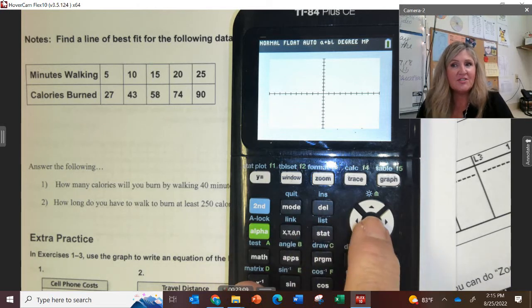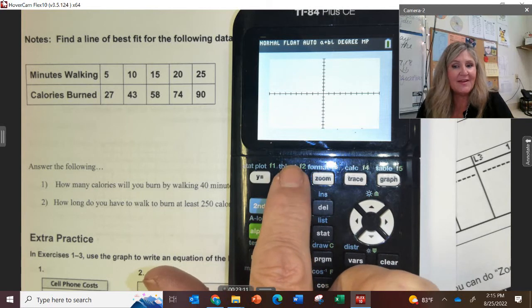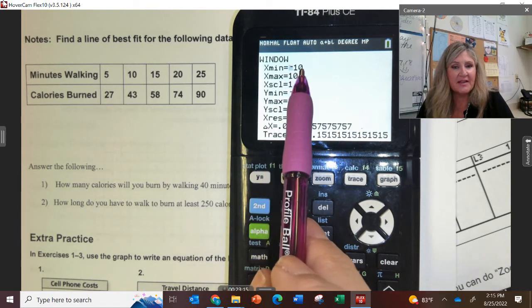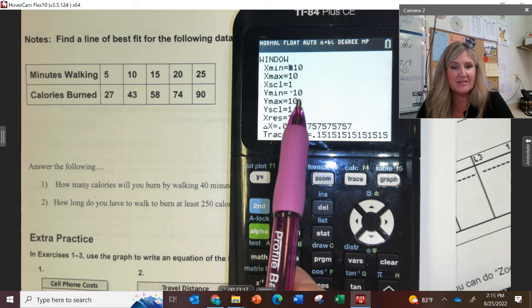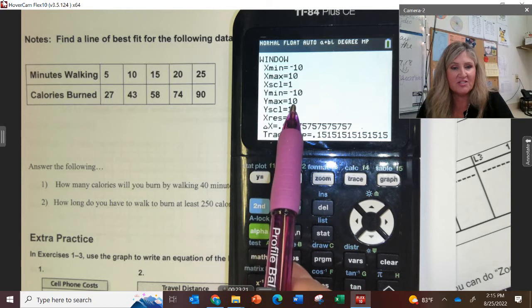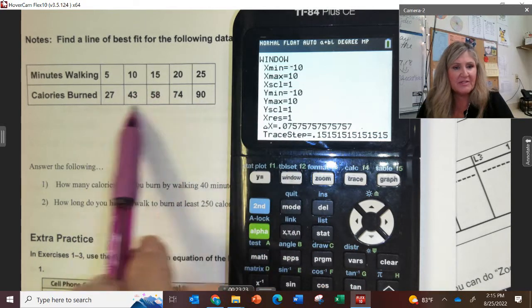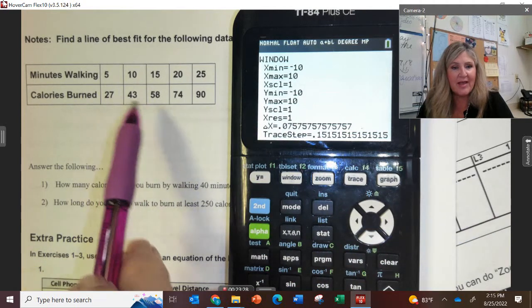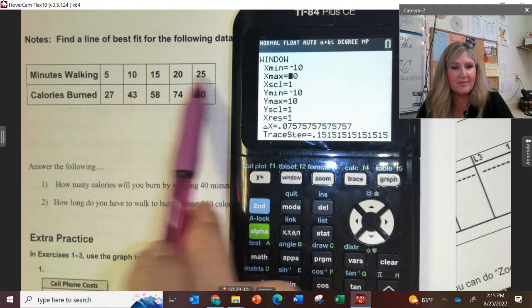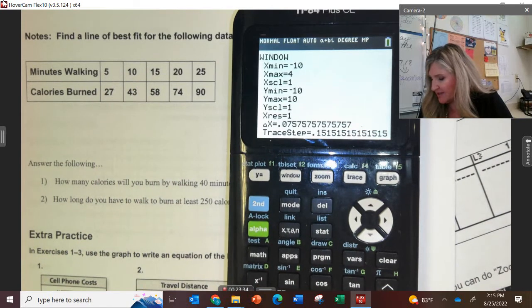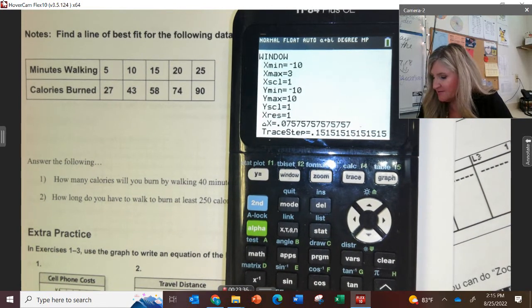So what we have to do is go to window. The smallest X I'm going to see is -10, largest is +10. Smallest Y I'm going to see is -10, largest is +10. Are these points going to fit in there? No. So we have to go to our X max. What should I make it if I want to be able to see all these X's? 40. 40 sounds good. Actually, I'm going to go 30.